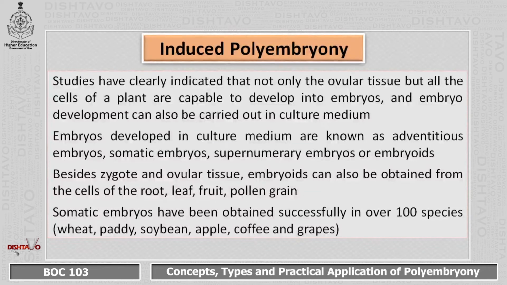Induced polyembryony. Studies have clearly indicated that not only the ovular tissue but all cells of a plant are capable of developing into embryos. And embryo development can also be carried out in culture medium. Embryos developed in culture medium are known as adventitious embryos, somatic embryos, supernumerary embryos, or embryoids. Besides zygote and ovular tissue, embryoids can also be obtained from the cells of the root, leaf, fruit, and pollen grain. Somatic embryos have been obtained successfully in over 100 species.